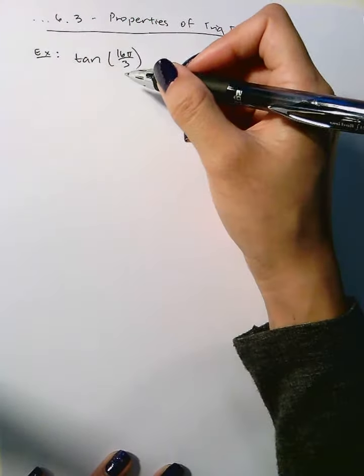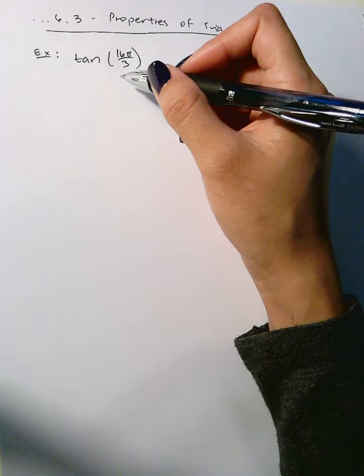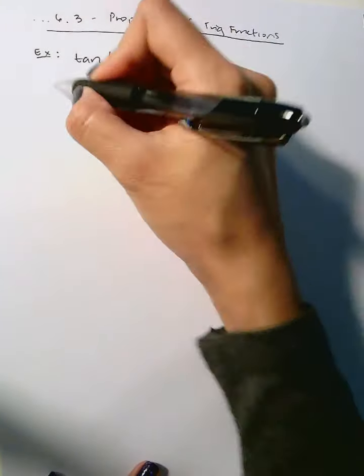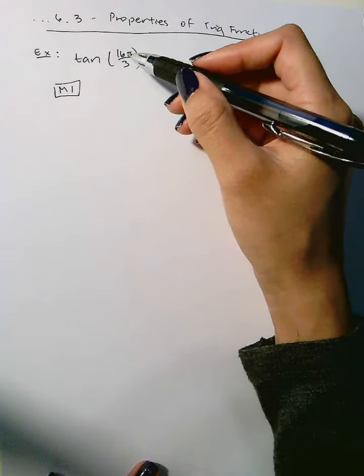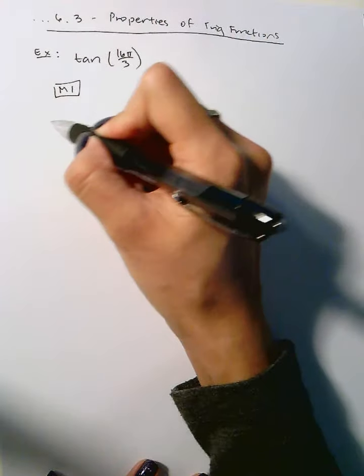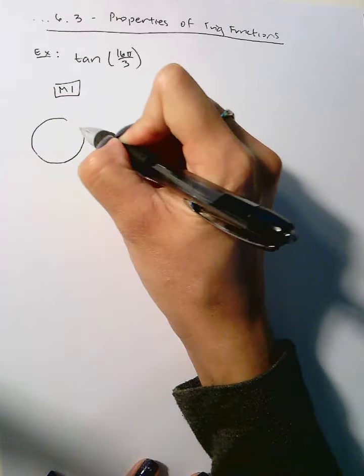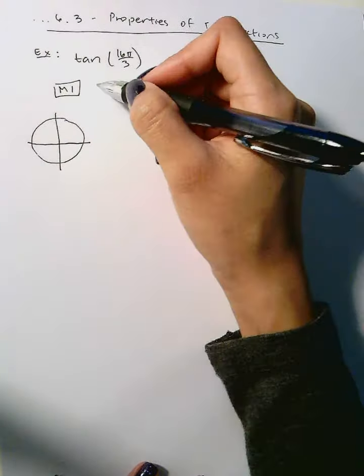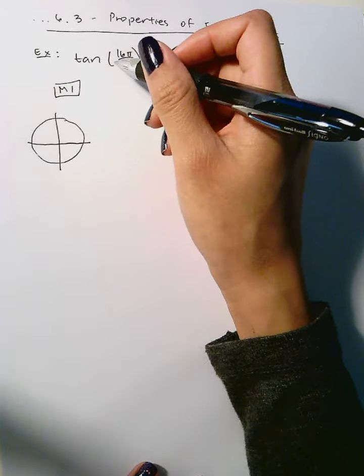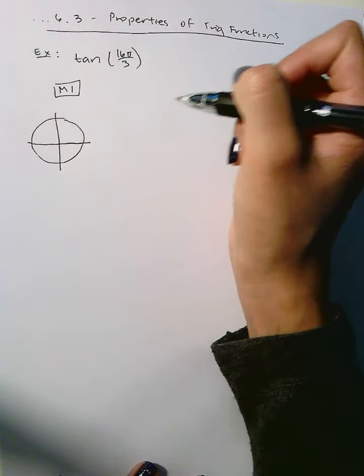Instead of counting like we did on the unit circle, we're going to do it algebraically. So we're going to figure out how many times 16 pi over 3 goes around that unit circle. So let's go ahead and draw our unit circle. And we can do it one of two ways. We can use the period for tangent, which is equal to pi, or we can use full revolution.